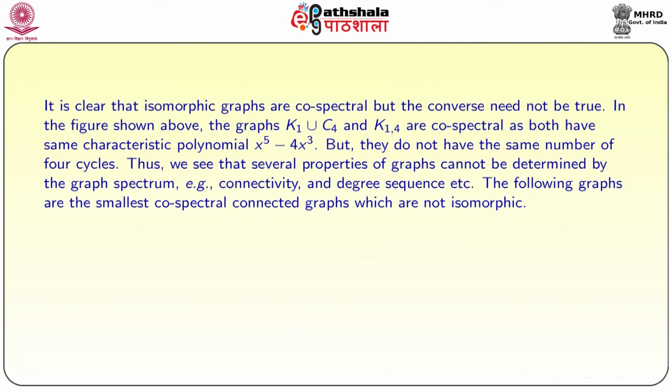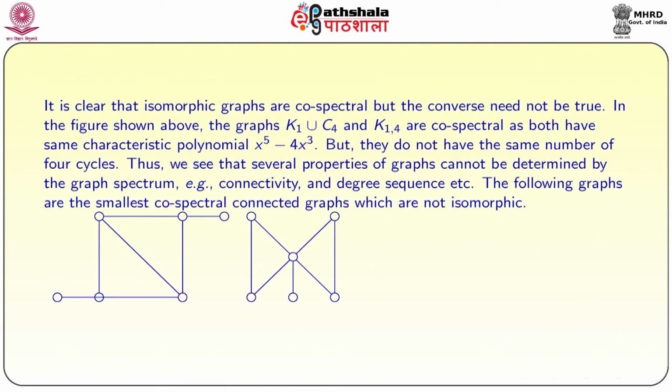Thus, we see that several properties of graphs cannot be determined by the graph spectrum, that is connectivity, degree sequence, etc. The following graphs are the smallest cospectral connected graphs which are not isomorphic. This graph as well as this graph, we can show that they are not isomorphic, but they are cospectral. That means they have the same adjacency spectrum, that is, the eigenvalues of the adjacency matrix of the first graph and of the second graph are equal.